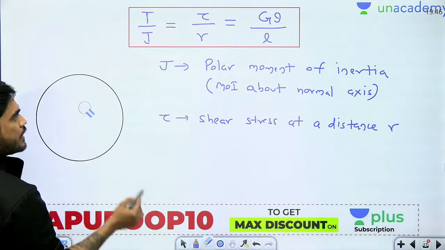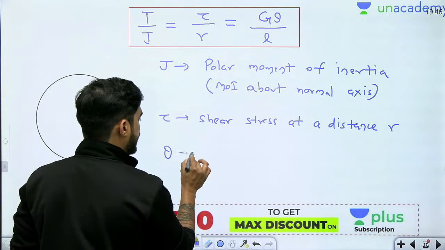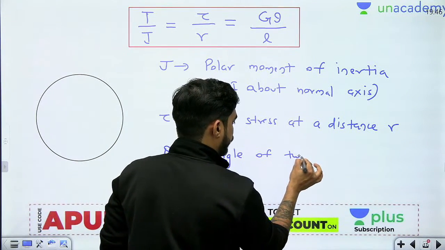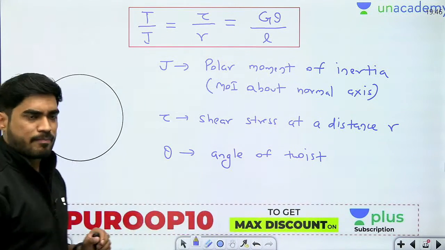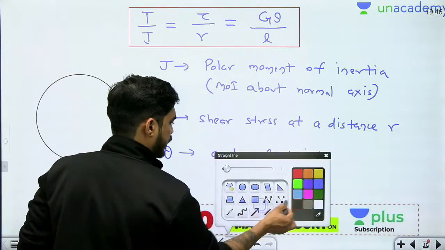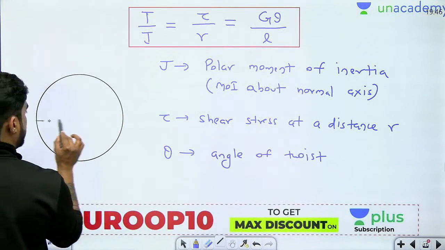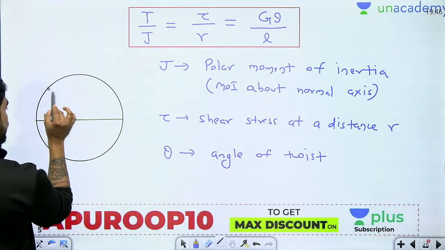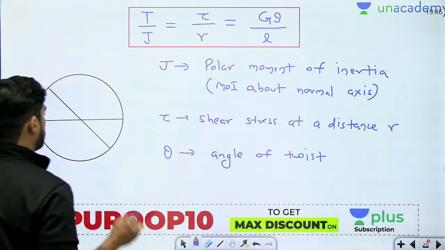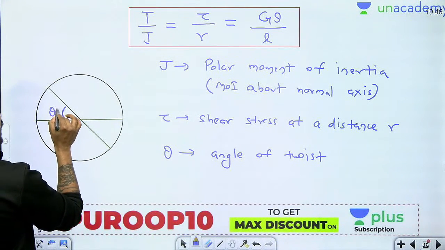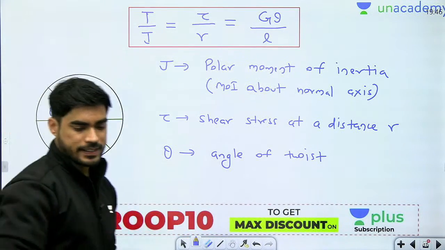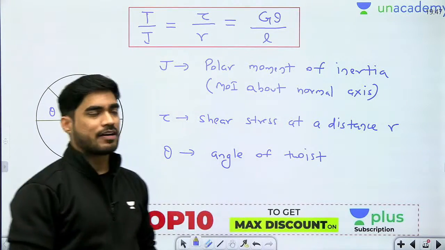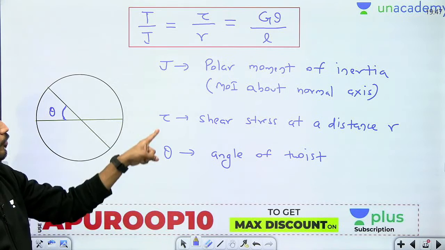Okay, now in this equation, what is theta? Now theta is a very important term. It is known as angle of twist. Now what do we mean by angle of twist? Let's say that there is a cross section, there is a diameter initially like this, and after twisting moment the diameter is twisted like this. So beta, this angle theta is known as the angle of twist. The angle by which the cross section has twisted is known as the angle of twist. Okay, so these are the things you need to remember.